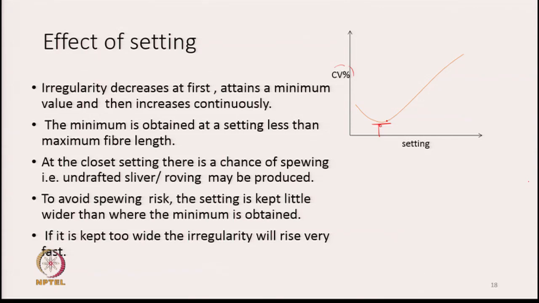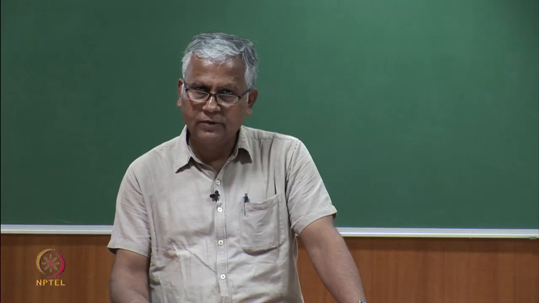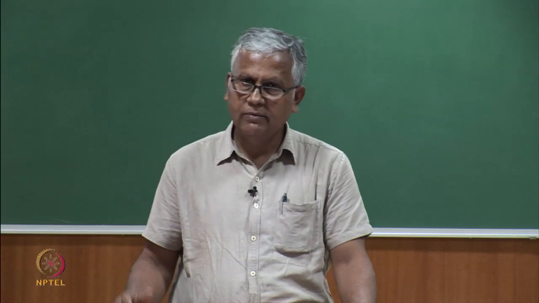So, even though I am holding 2, 3, 4, 5% fibers simultaneously by the nip of back and front roll, still it may not result in too much irregularity. So, we may keep a distance which is a little less than the maximum fiber length, and we get minimum irregularity in the drafted product.